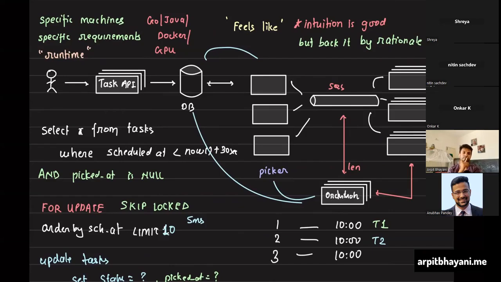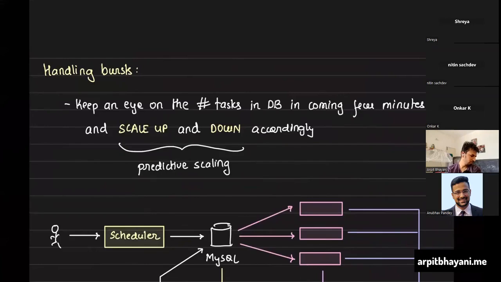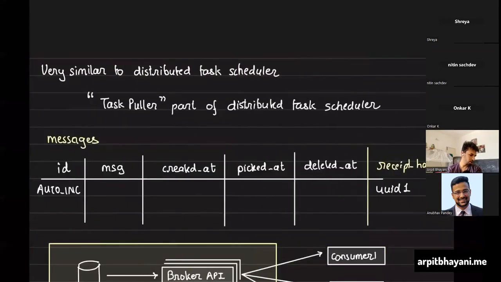I had another question on the message broker. I think I could not understand the rationale behind the receipt handle. Oh, okay, fine.